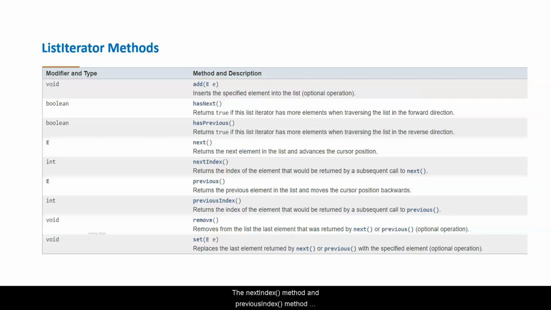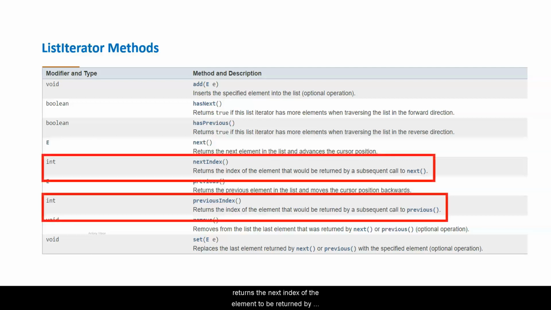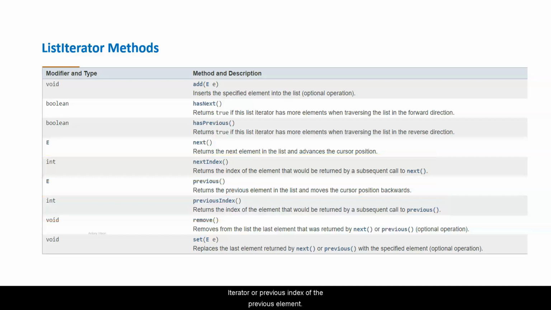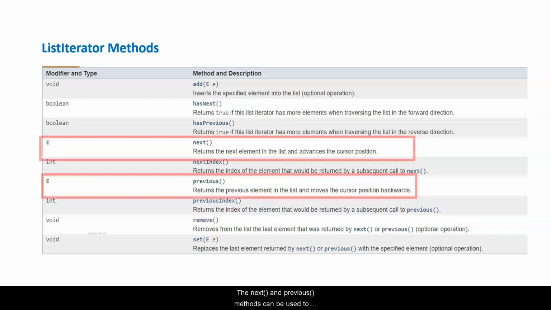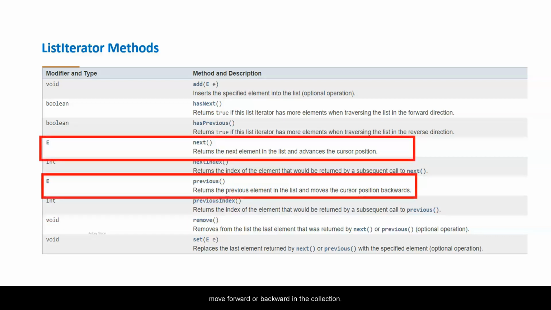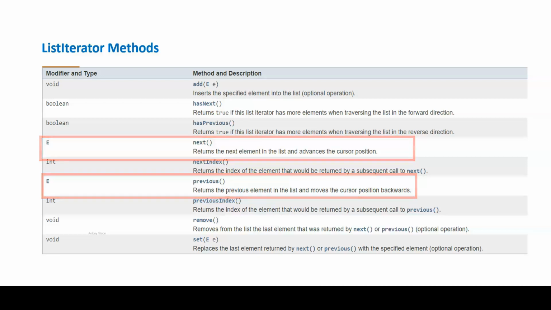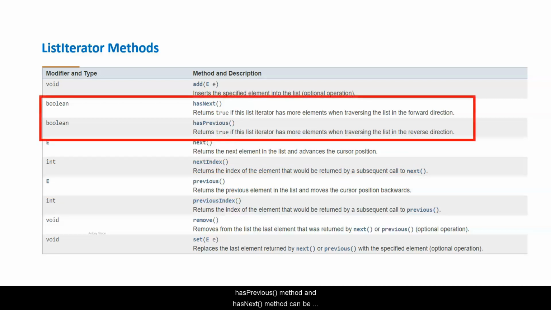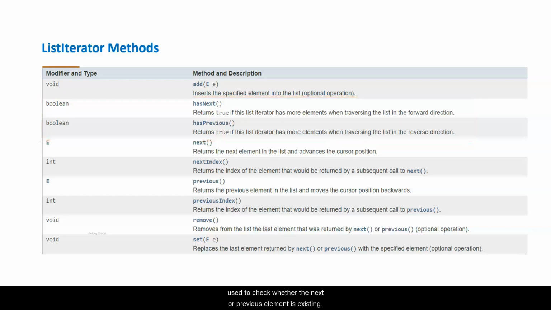The nextIndex method and previousIndex method return the index of the next element to be returned by the iterator, or the index of the previous element. The next and previous methods can be used to move forward and backward in the collection. The hasPrevious method and hasNext method can be used to check whether the next or previous element exists. You will understand more during the practical sessions.